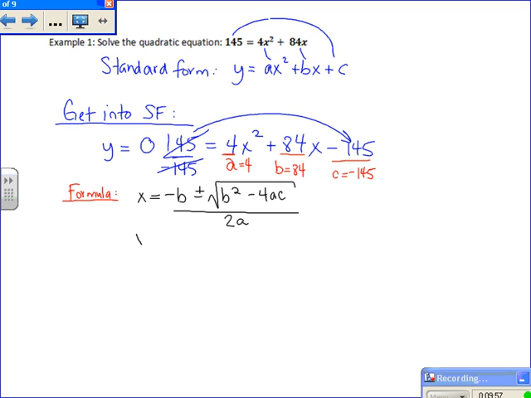values in now. So x is equal to negative b. Well, what's b? Let's have a look. b is 84, plus or minus the square root of b squared. So again, I'm going to put an 84 in for my b. Minus 4 times a, which is 4, times c, which is negative 145.